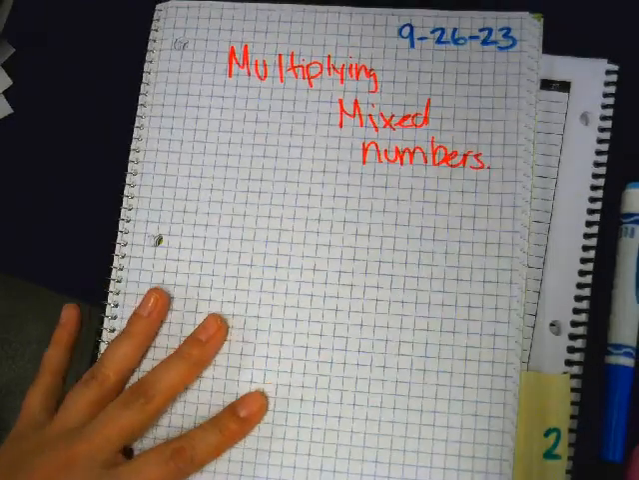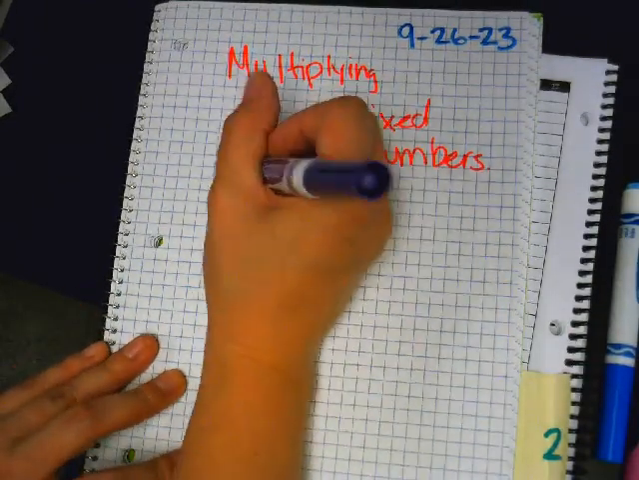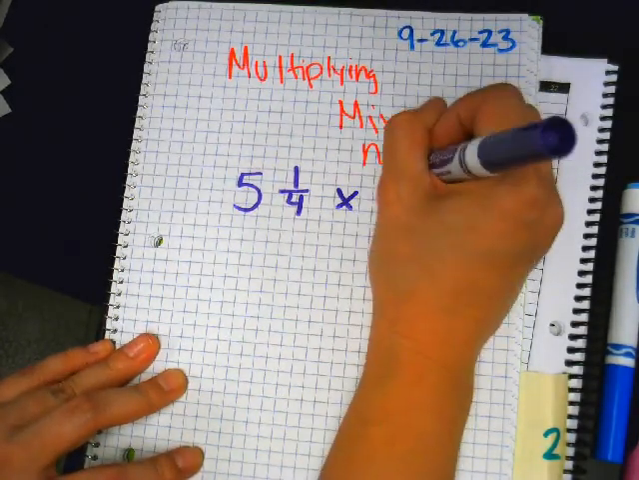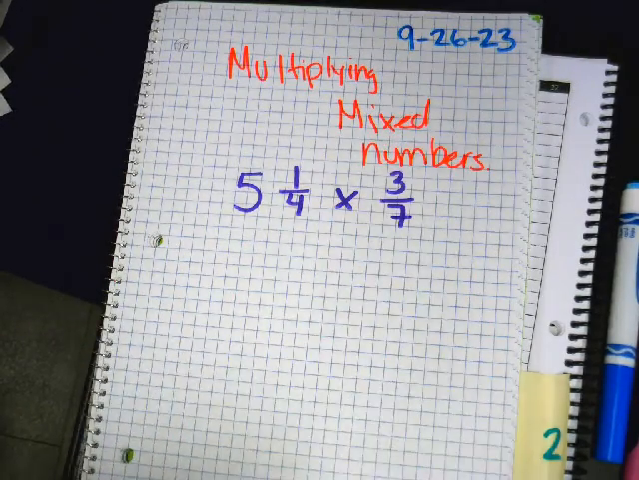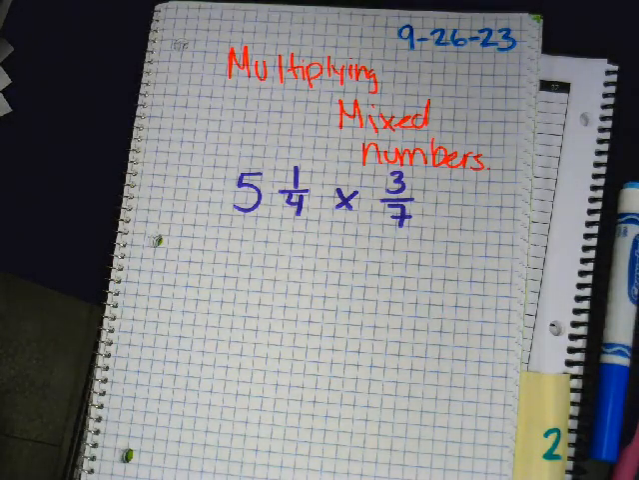All right. So let's say I have 5 1/4 times 3/7. So we're writing this down. All right, writing this down. So the first thing you have to do when you're multiplying mixed numbers is to change the mixed number into an improper fraction.